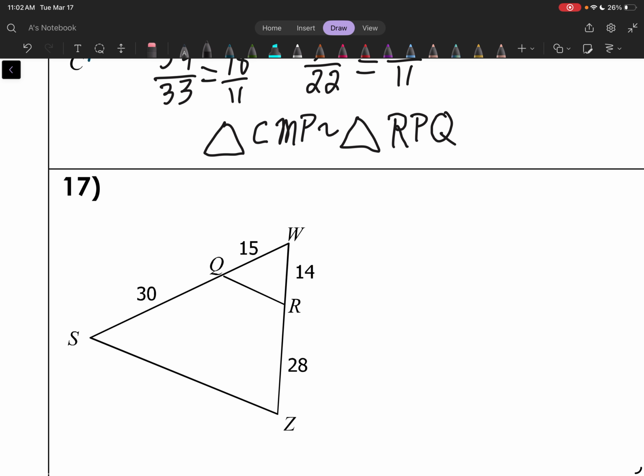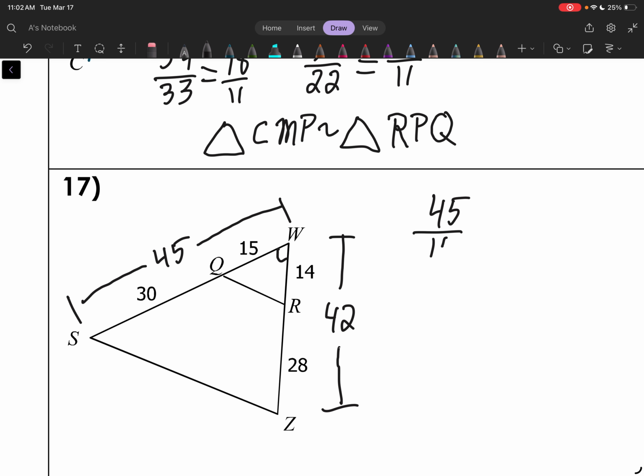Number 20. I know the lengths of SW and WZ, and you also need to know angle W is congruent to itself. That is going to be the angle part. 30 plus 15 is 45. 14 plus 28 is 42. Side angle side and side angle side.